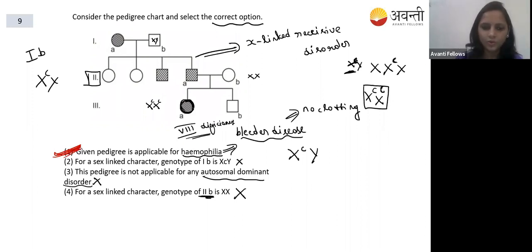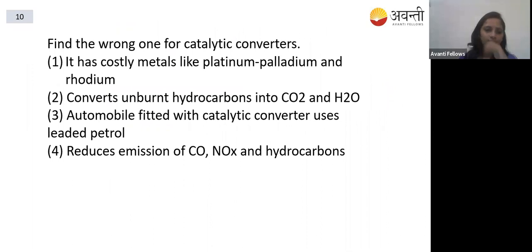So let us go to the next question. Find the wrong one for the catalytic converter. So what is a catalytic converter? In the car and in some of the vehicles, we will fix this catalytic converter. It is for reducing the pollution in the air. So we will fix this catalytic converter in the vehicles for reducing the pollution.